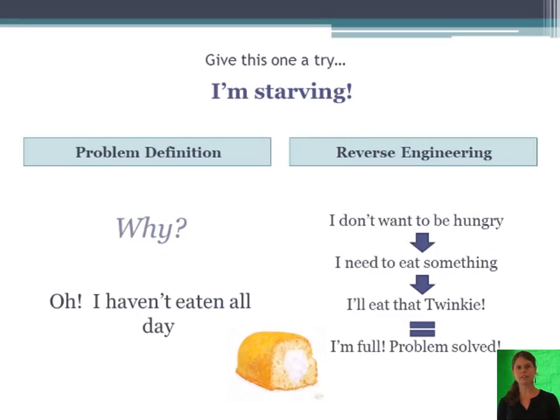Let's give this one a try. I'm starving. So the problem definition? Why am I starving? Oh, I haven't eaten all day. And the reverse engineering? I don't want to be hungry. I need to eat something. There's a Twinkie right there. I'll eat that Twinkie. I'm full. Problem solved. Off I go.